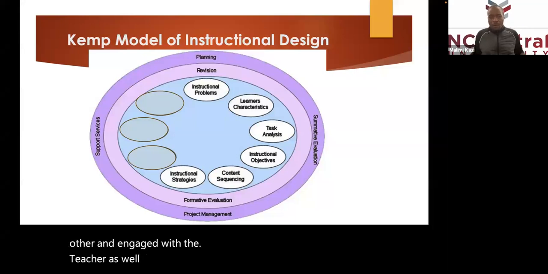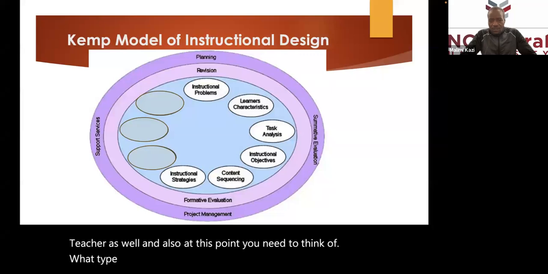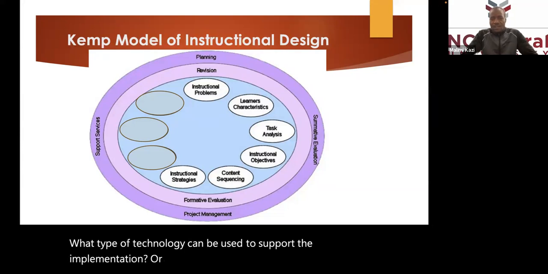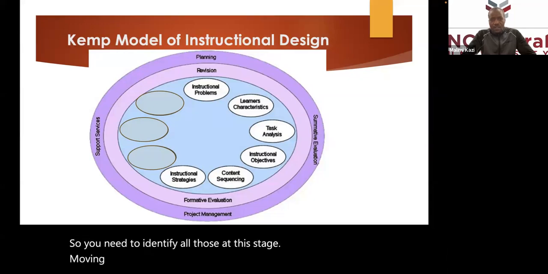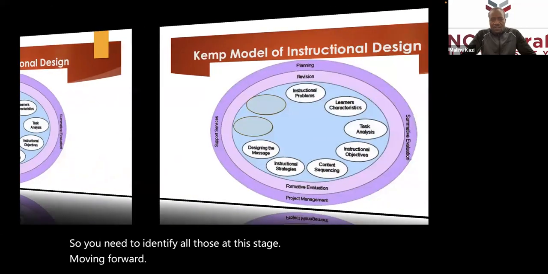And also at this point, you need to think of what type of technology can be used to support the implementation or delivery of this course content. So you need to identify all those at this stage. Moving forward, stage 7.